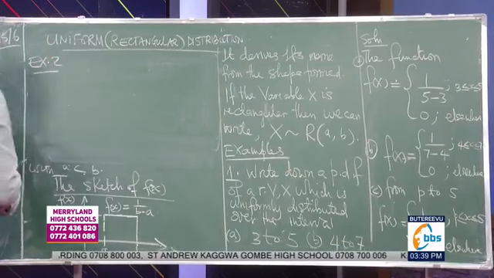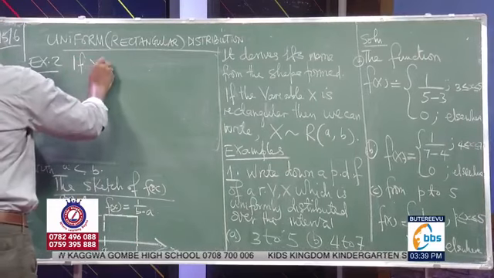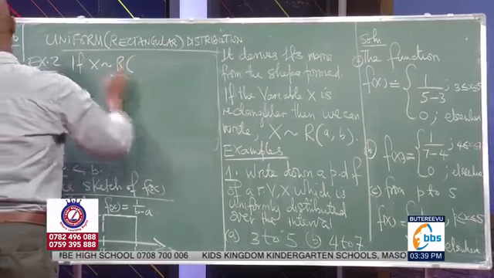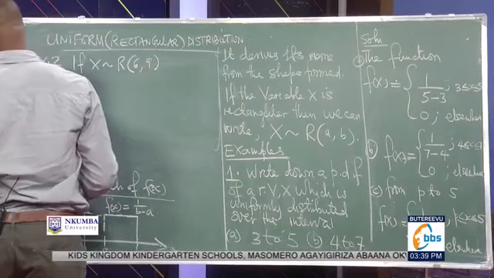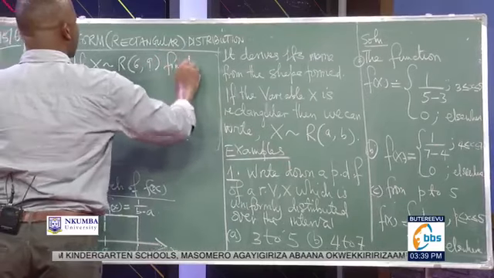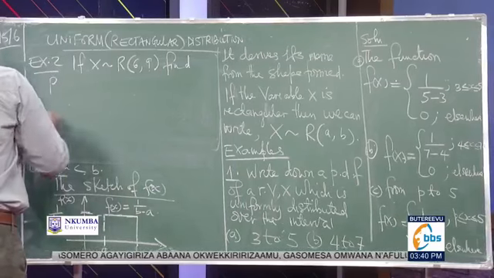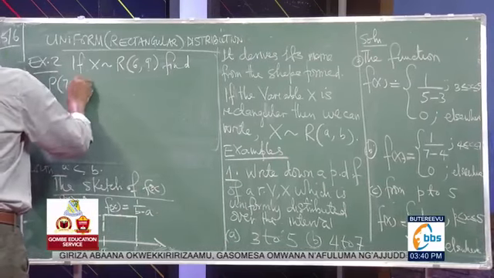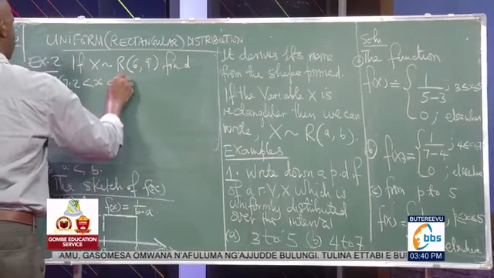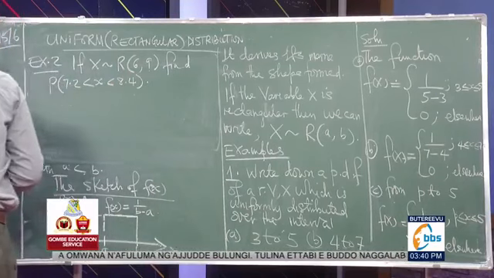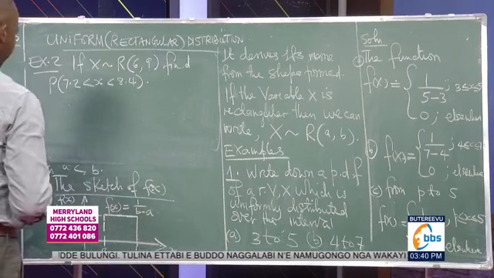They can give us a question, and they say, I have told you that a random variable x is approximately rectangular with values now as 6 and 9. And they're telling us to find, using that function, the probability that 7.2 is less than x less than 8.4. That is part 1. Find the probability that that is true.